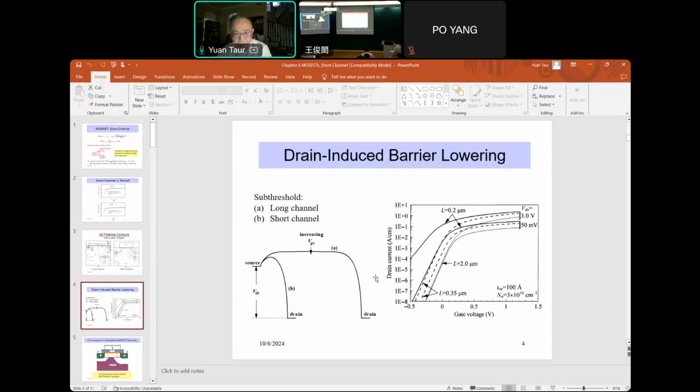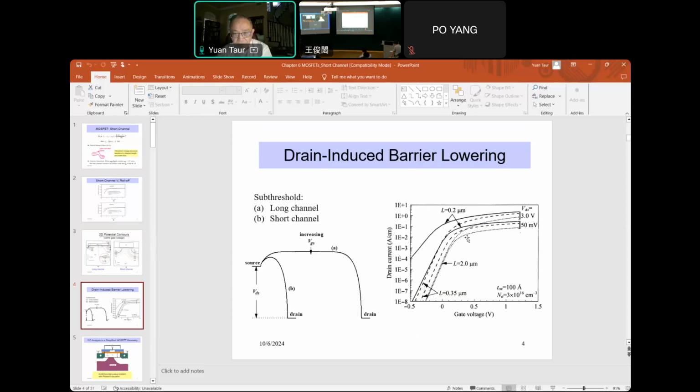If you use this schematic diagram on the left, if it's long channel, you change the drain bias, VDS, it doesn't change the barrier. But in the short channel device, if you further increase the drain voltage, it can bring down the barrier, and therefore the threshold voltage becomes even lower in the high drain bias case. And this is so-called DIBL, drain-induced barrier lowering. That's the dashed curve here.